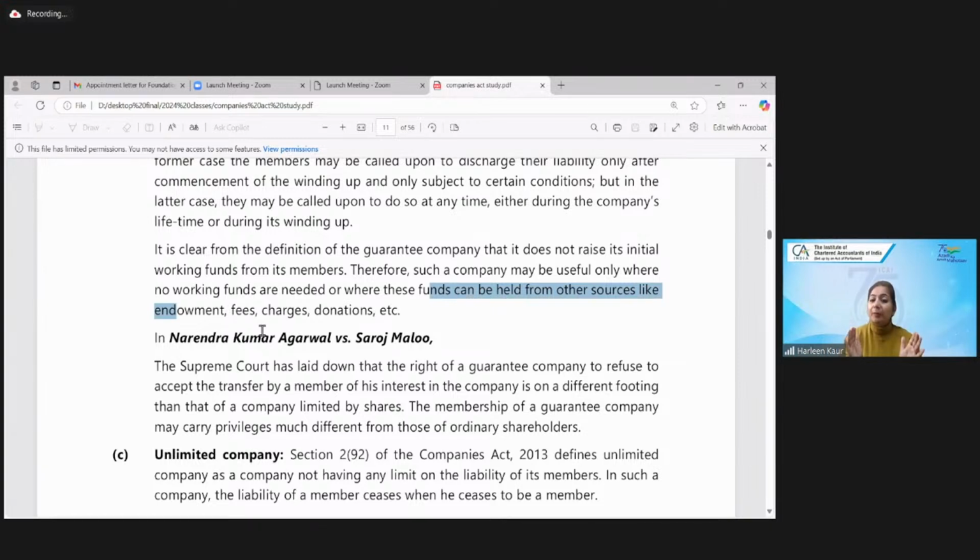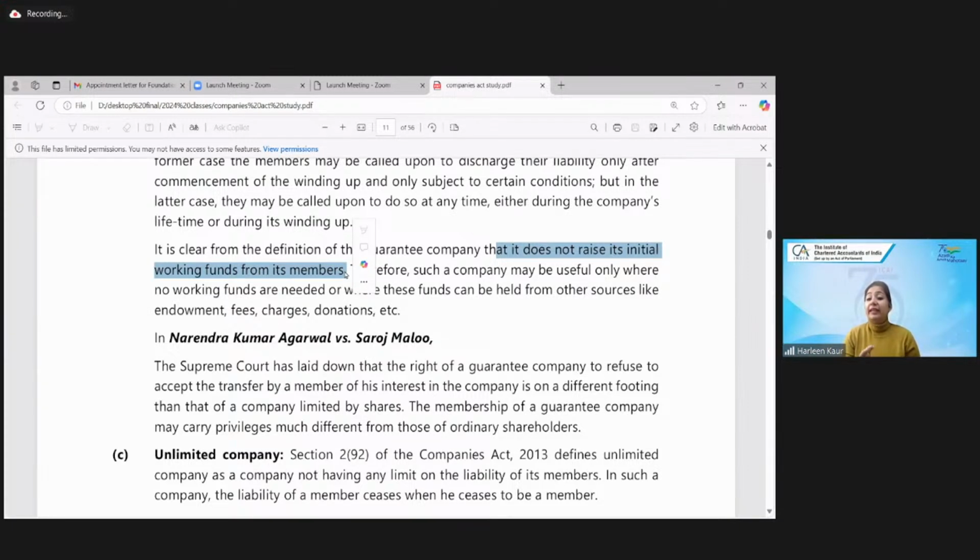So a company limited by guarantee is generally a charitable kind of organization where people don't invest their own money. It does not raise its initial funds from members. Suppose A, B, and C have started up a company limited by guarantee. So it's not that A, B and C have to bring the capital from home. The initial investment will be from the endowments, fees, charges, donations they get from different funding people. They get it from other sources.